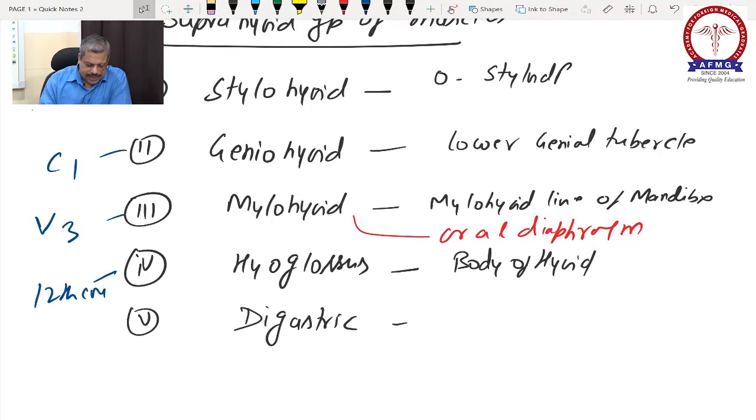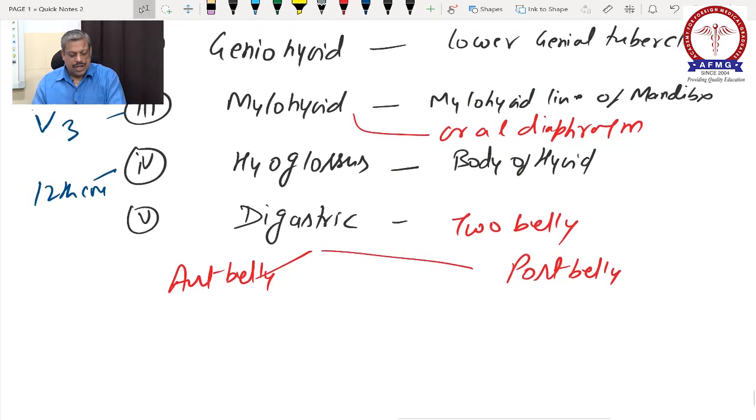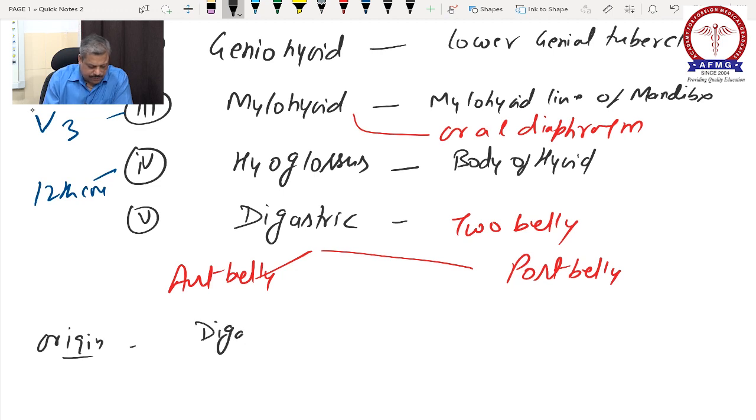Clear? Now see the digastric muscle. This muscle has 2 bellies, which are known as the anterior belly of digastric and the posterior belly of digastric. I will show you with the help of various images. The digastric muscle has 2 bellies. Their origin is different. Origin of the anterior belly is from the digastric fossa.